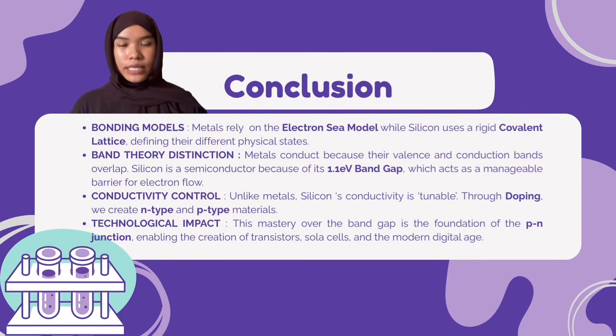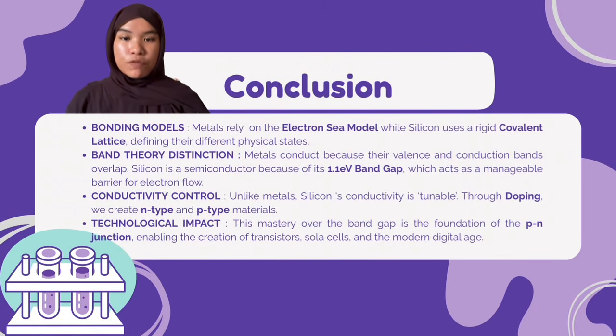To conclude, we can see clear differences between metals and silicon based on their bonding models. Metals rely on the electron sea model, where electrons are free to move, while silicon forms a rigid covalent lattice, giving it different physical and electrical properties. In terms of band theory, metals conduct electricity because their valence and conduction bands overlap. Silicon, however, behaves as a semiconductor due to its 1.1 electron volt band gap, which acts as a controllable barrier to electron flow. Unlike metals, the conductivity of silicon is tunable.